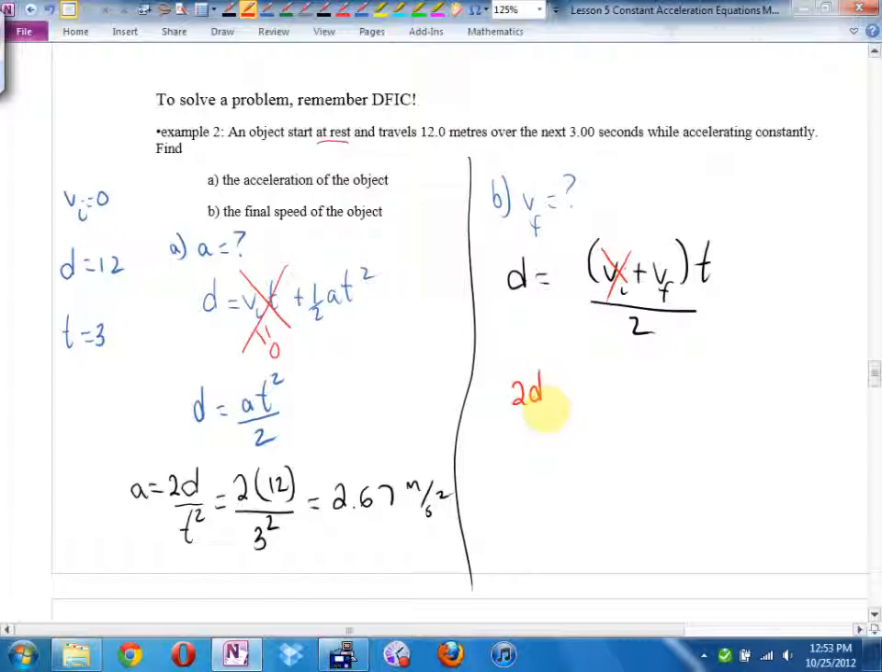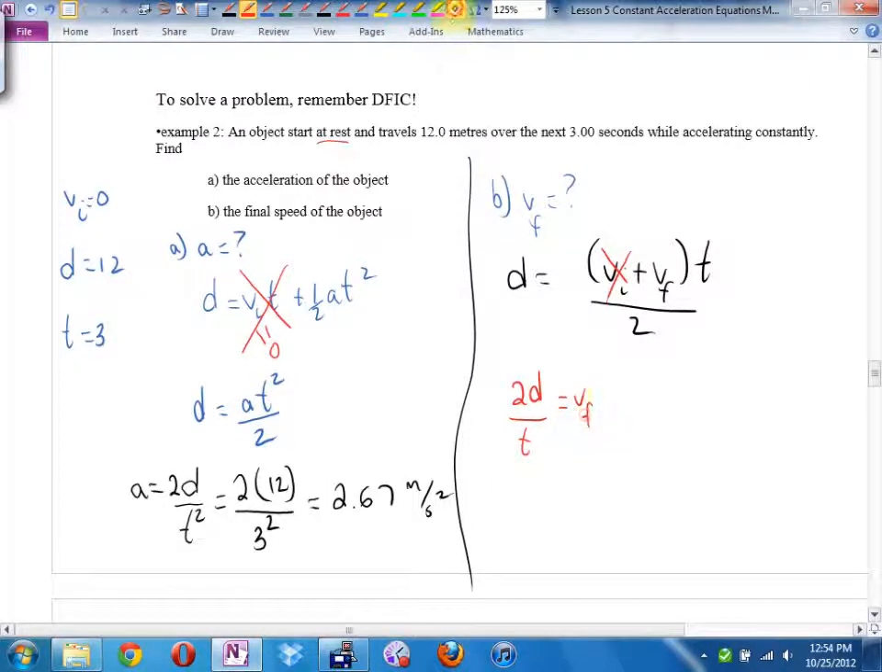So I think there's going to be a 2d. Yes. Oh, and I see a t sitting outside the bracket. What's that t doing? Multiply. How would I move it over? Divide. What's left inside the bracket? Technically a VI plus VF, but what was VI, Aaron? So you know what? I think we have the VF by itself.